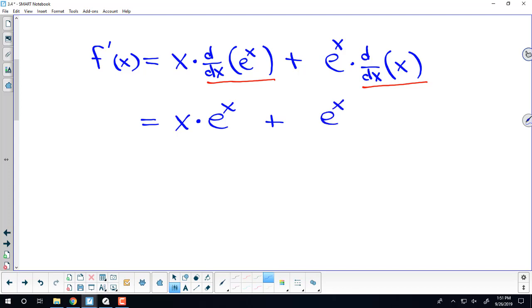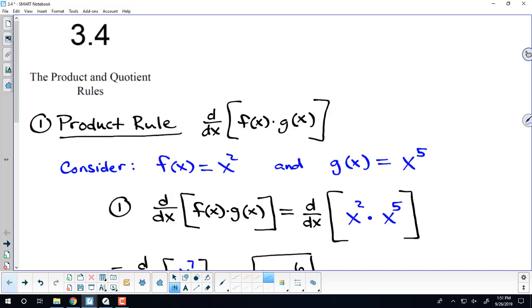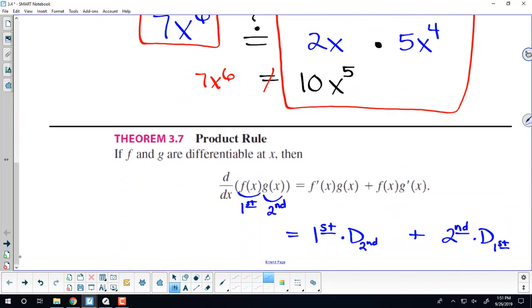So the order of the sum is not important. No. You can write it, like in that case, you just wrote it the opposite of the way that it's given in the example. In the theorem. Yeah, so we wrote this the opposite way the theorem said. Because they're saying take the second times the derivative of the first plus the first times the derivative of the second. But it doesn't matter because A plus B is equal to B plus A. So yeah, it doesn't matter.